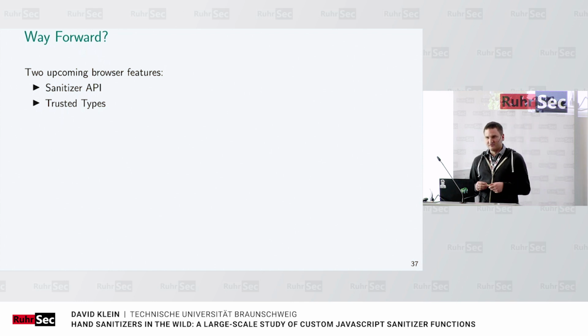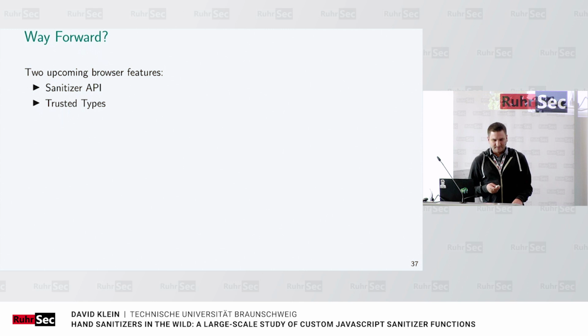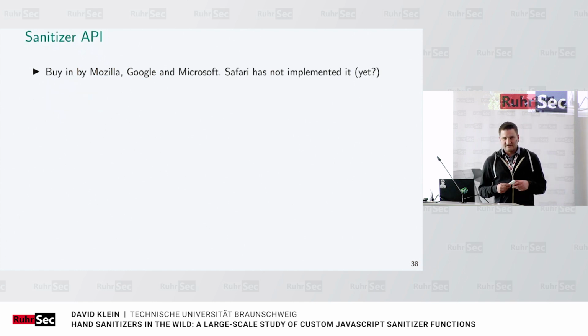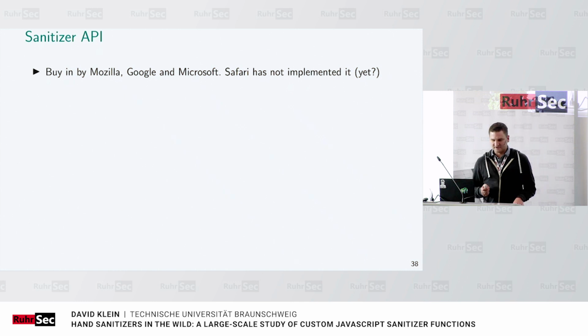Client-side XSS is known for almost 20 years by now, and we still haven't figured out how to get rid of it. And currently there's some movement in the space, and there are two upcoming browser features which are both draft specifications, the Sanitizer API and Trusted Types, which I will explain shortly. The Sanitizer API is actually, I believe, the more promising one, and Google and Chrome and Microsoft have committed to it. Safari, it's a bit unclear.